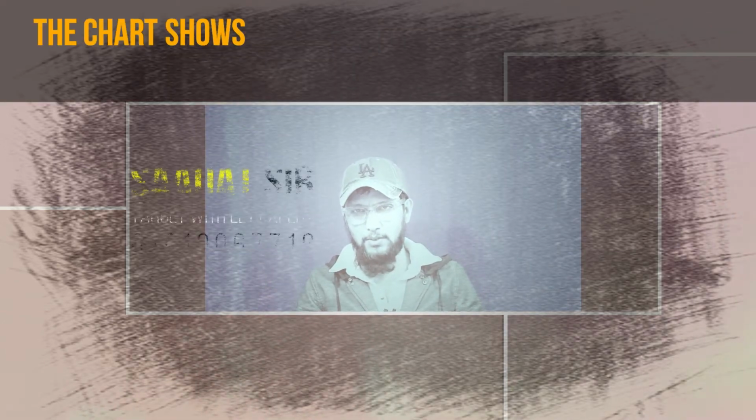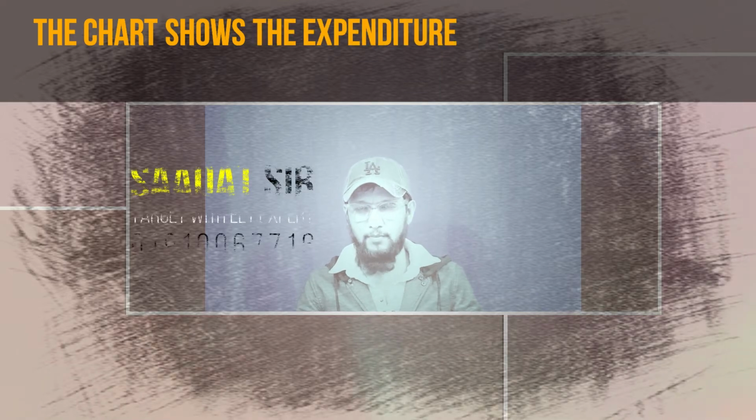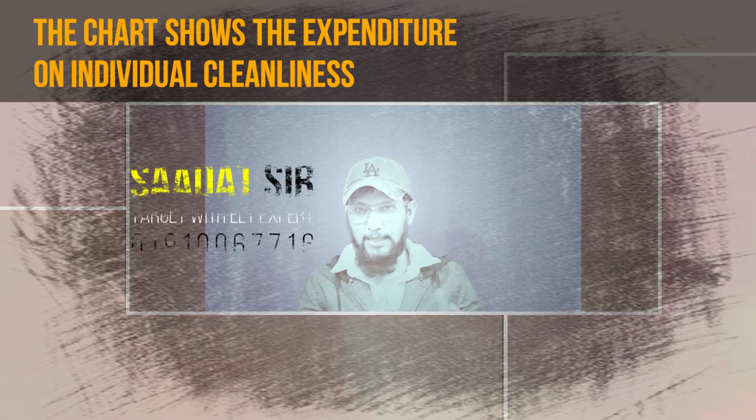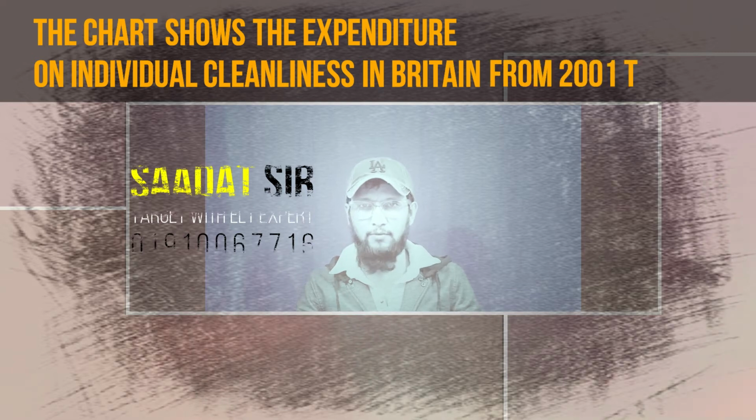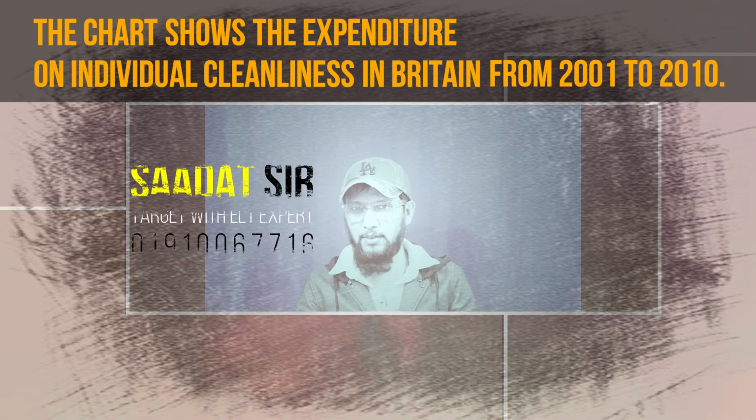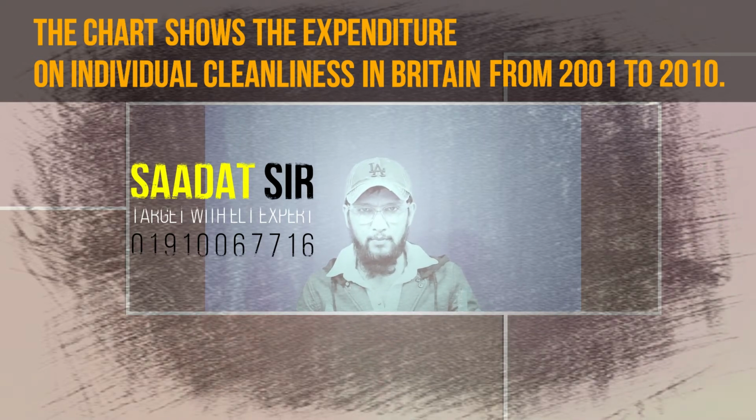Well, a typical question. The chart shows the expenditure on individual cleanliness in Britain from 2001 to 2010. So that means 2001 থেকে 2010 সাল পর্যন্ত ব্রিটেনে ব্যক্তিগত পরিষ্কার পরিচ্ছন্নতার জন্য যে খরচ করা হয়েছে এই চার্টের মাধ্যমে সেটা দেখানো হয়েছে মোটামুটি. This is the meaning in Bangla.